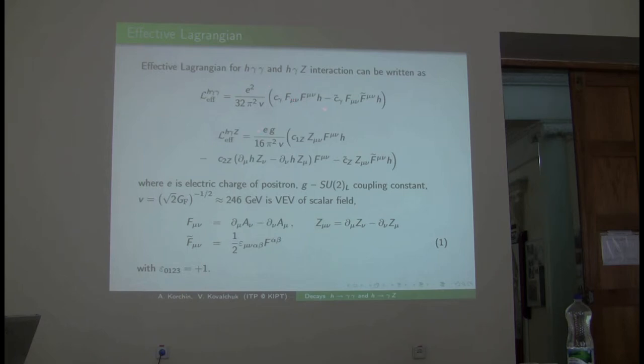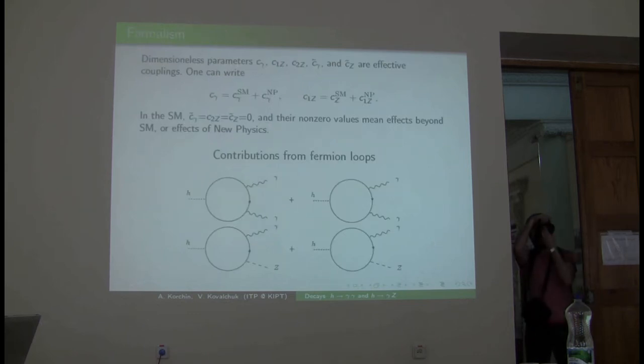In this form, F mu nu is just the stress tensor for the electromagnetic field. This is the stress tensor for the Z field, and F mu nu tilde is the dual field tensor to the electromagnetic tensor. So this is how we consider these couplings, which contain the standard model value plus some addition from new physics, which may come from physics beyond the standard model. The same with constant C1C. And other couplings in the standard model are precisely zero, so a non-zero value will signal physics beyond the standard model.